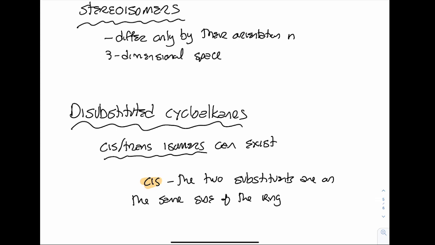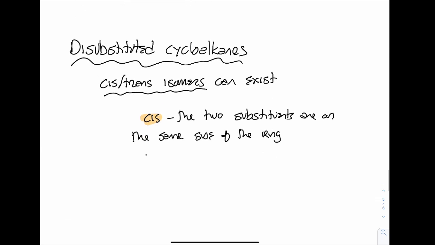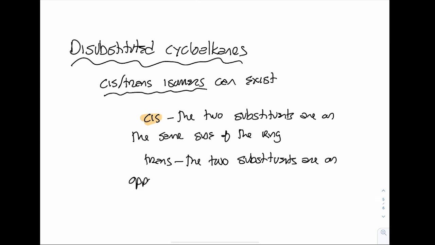So cis, and then trans, the two substituents are on opposite sides of the ring.